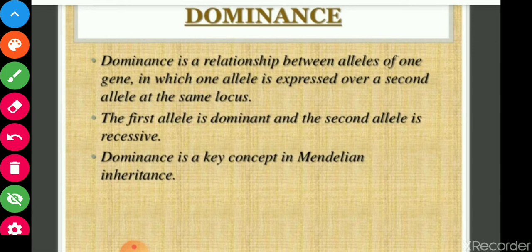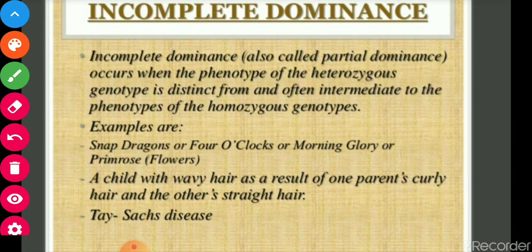The first allele is dominant and the second allele is recessive. Dominance is a key concept of Mendelian inheritance, as you have seen in the previous video. Now come to the topic incomplete dominance. So what is incomplete dominance? It is also called partial dominance. It occurs when the phenotype of the heterozygous genotype is distinct from, and often intermediate to, the phenotype of the homozygous genotype.